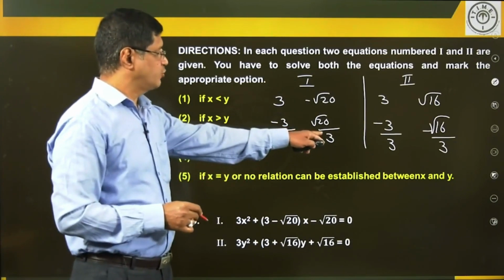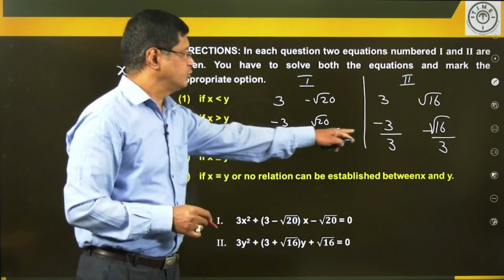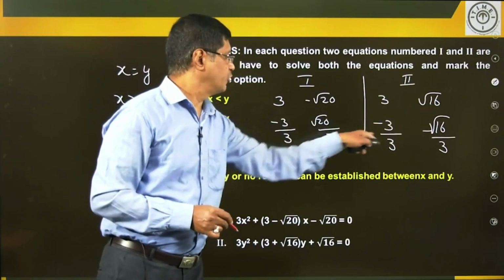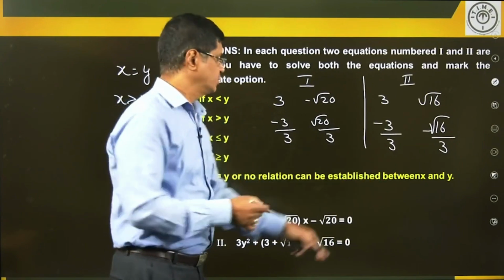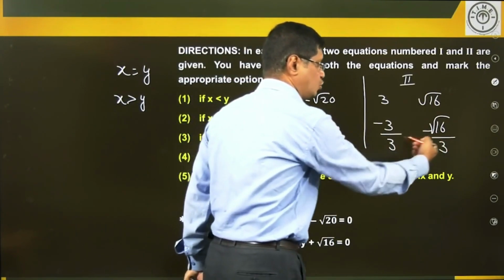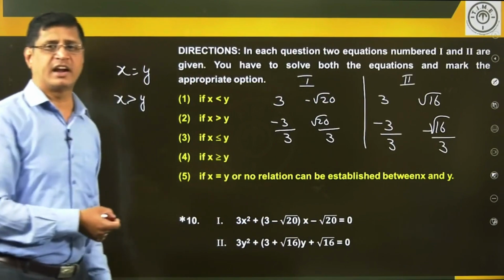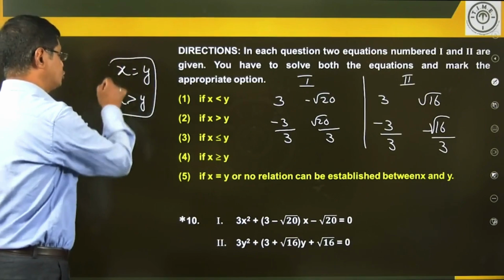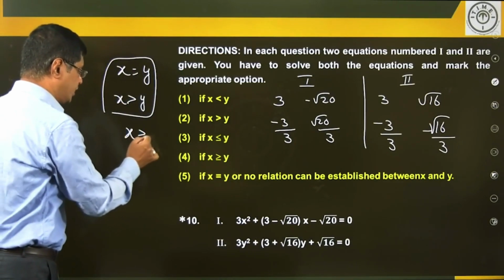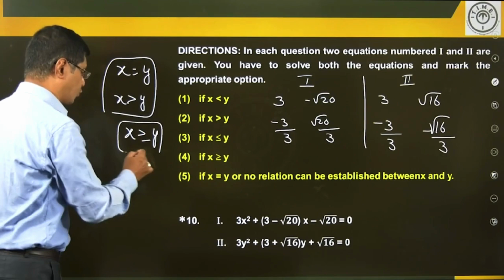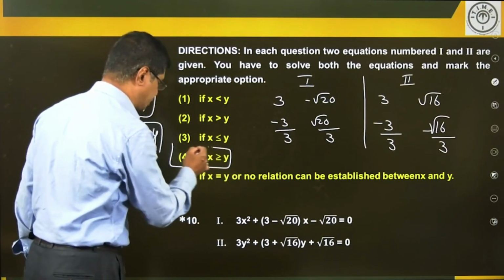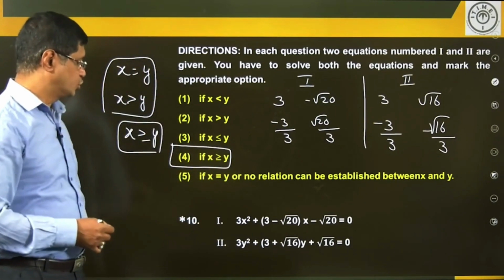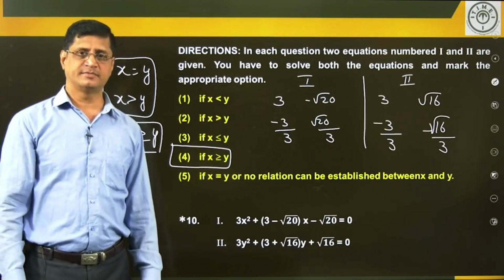Now, look at this one. It is more than both the numbers. Here it is positive, whereas these two are negatives. Positive is greater than the negative. So, x is greater than y. Combining these two, it is x greater or equal to y. The right choice, option number 4. Fourth choice is the right answer. Okay.